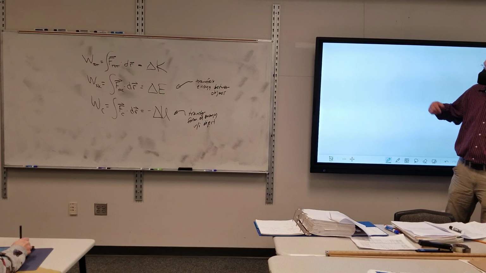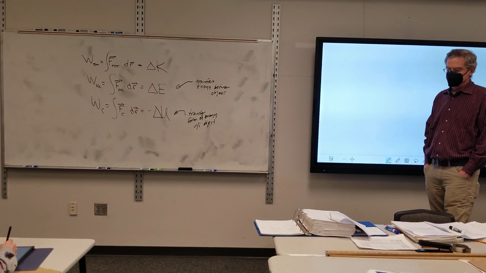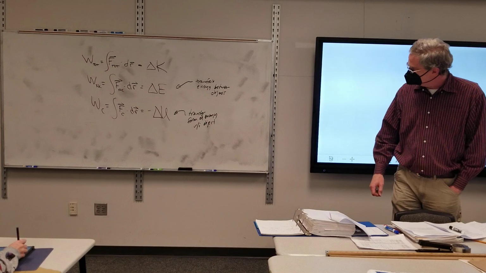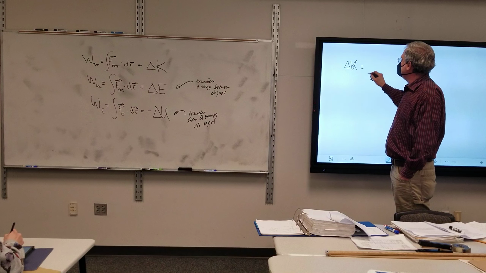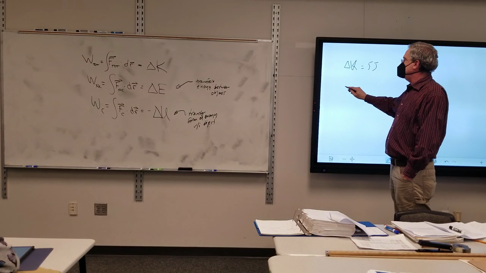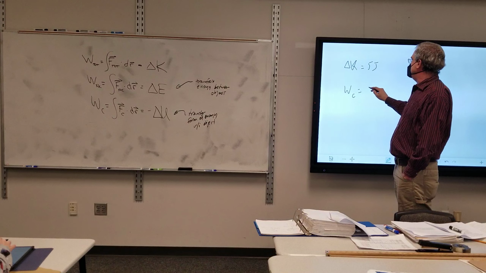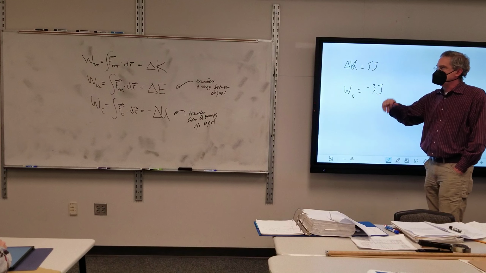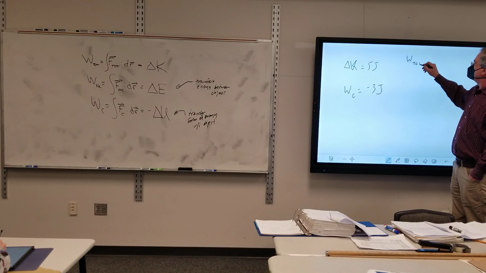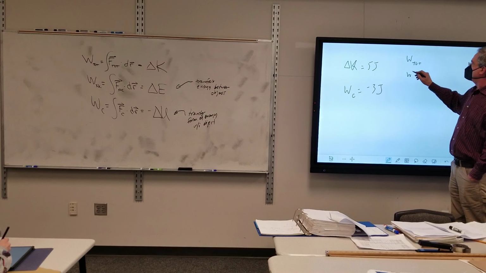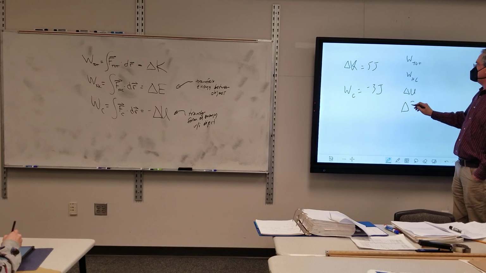I need to know only two of these things in order to figure out the rest of them, just because of the interdependency there. Without putting any context onto it, if I just said delta K is 5 joules and work conservative is negative 3 joules, what are the rest of them? 8. So we've got work total, work non-conservative, change in potential, and change in total.